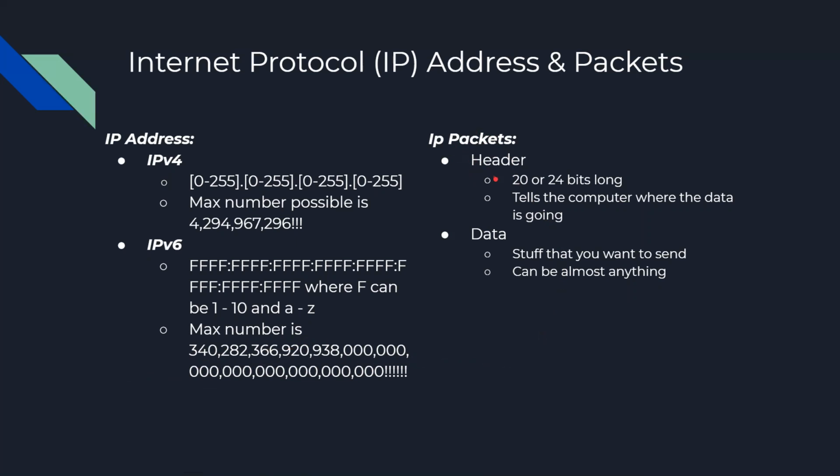So then there's IP packets. An IP packet has a header which is 20 or 24 bits long, and it also has the data. The data is the stuff you want to send. Like if I'm sending an email to my friend, where it's going to be, where I'm sending it and where it comes from is the header, and what I'm actually typing is the data. For example, on Gmail, where to, that's the header.